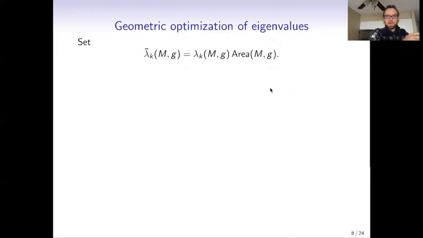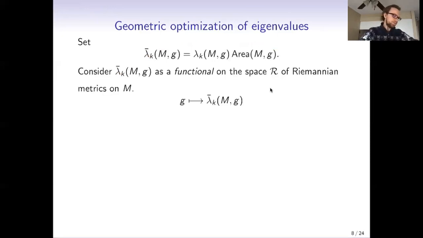So if I multiply a metric by a constant, I expand the manifold, or I shrink the manifold, the quantity that I care about remains the same. So if I multiply by area, this product is actually scale invariant. The eigenvalue by itself is not scale invariant, but this product is. That's why we're considering it.